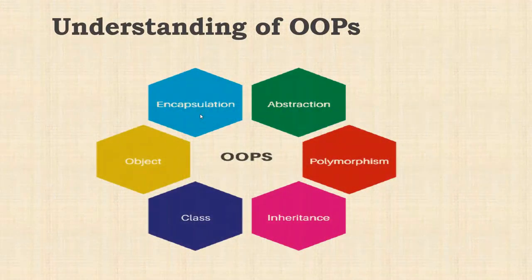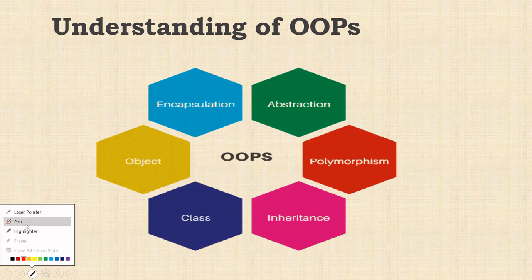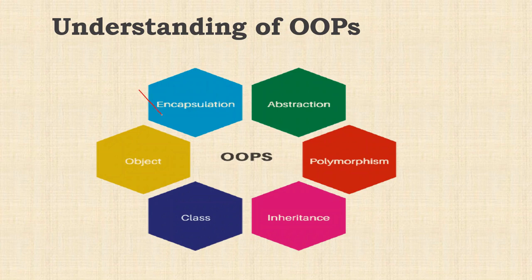Understanding of OOPS. So this is the graph. This is the architecture of the OOPS concept. Object, class, inheritance, polymorphism, abstraction, and encapsulation. These are all the pillars of the OOPS concept. We are going to concentrate on encapsulation in this lecture. Our focus will be on encapsulation. In the previous video we covered abstraction and polymorphism, so you can go and watch that.